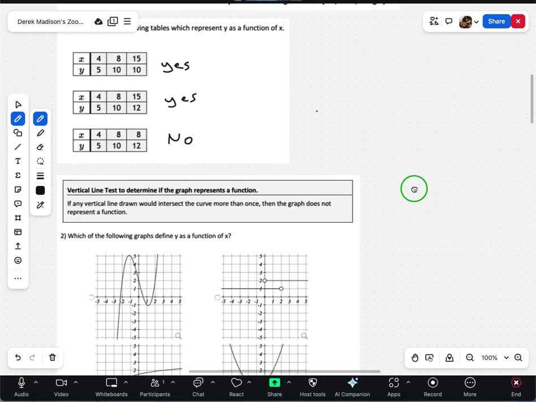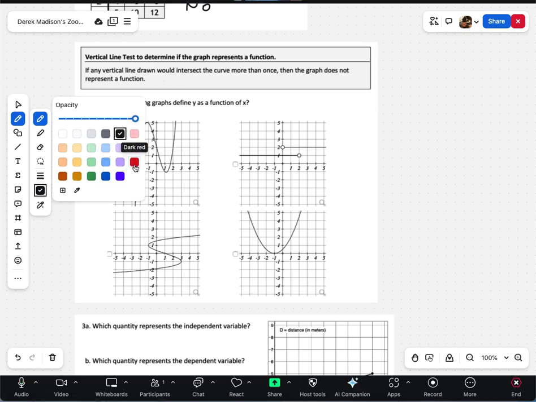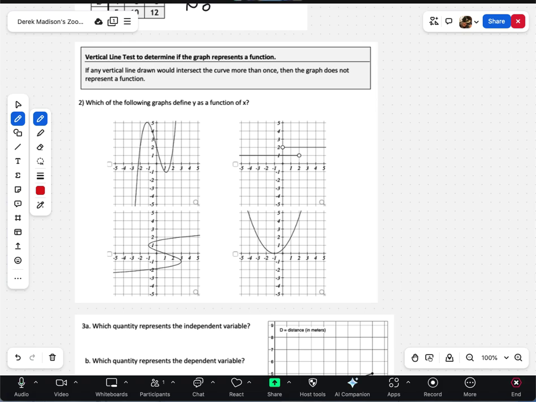So that was from a table. This next version is going to be from a graph. There's something called the vertical line test, and it reads, if any vertical line drawn would intersect the curve more than once, the graph does not represent a function. So that seems fairly straightforward.